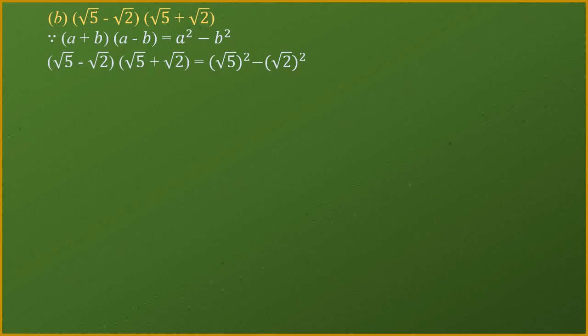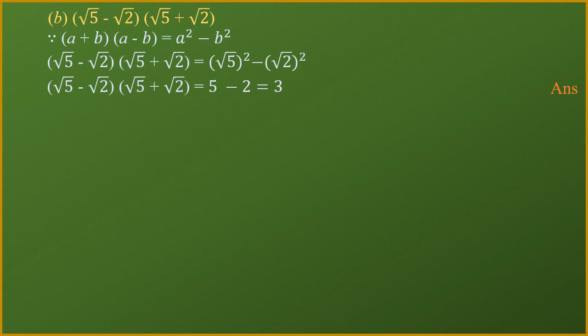Now if I put the values in the right hand side, I get root of 5 square minus root of 2 square. The square of root of 5 is 5, and again the square of root of 2 is 2.